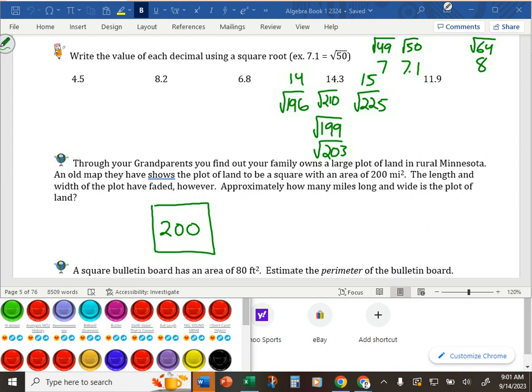Well, if we know that the area of the square is 200, how would we have found the area of a square? What do we do to find the area of a square?